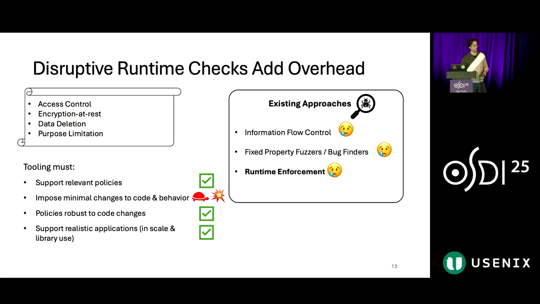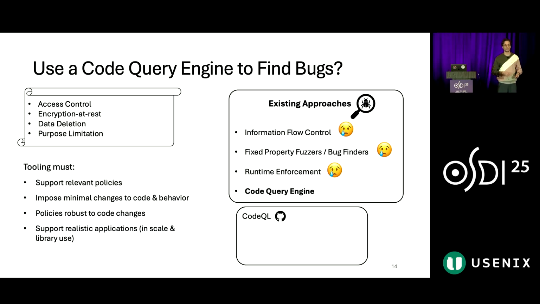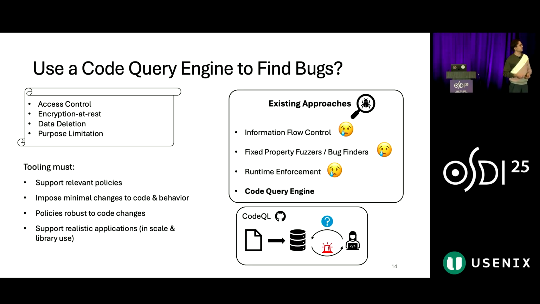Where we get closer to our goal is with an approach called code query engines, such as CodeQL from GitHub. These tools turn your project source code into a database and then give you a generic query language that you can use to find problematic patterns in the code. This gives you a lot of power. You can check basically arbitrary policies against the code. And it's also non-invasive because it doesn't require changes to the code. However, it struggles with third-party library support and also robustness in evolving applications.